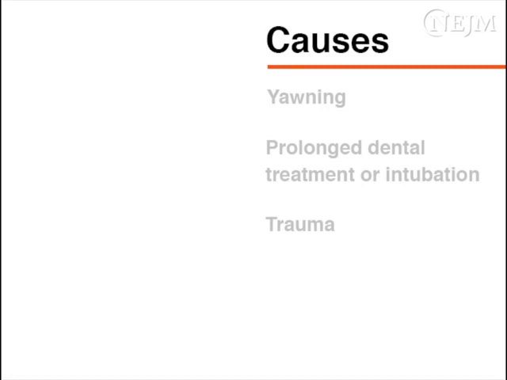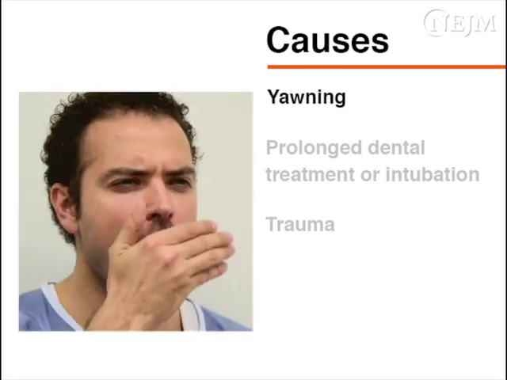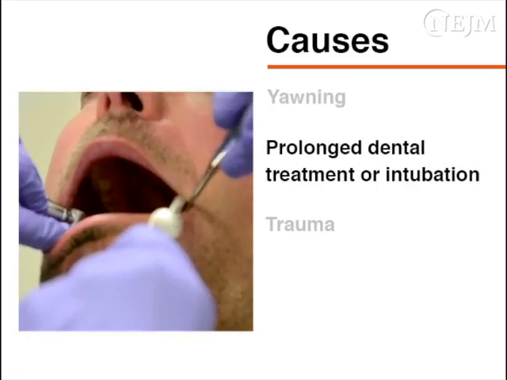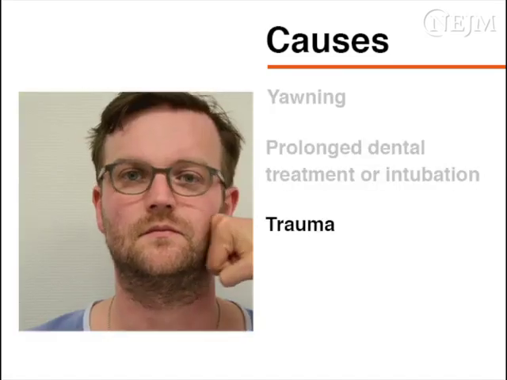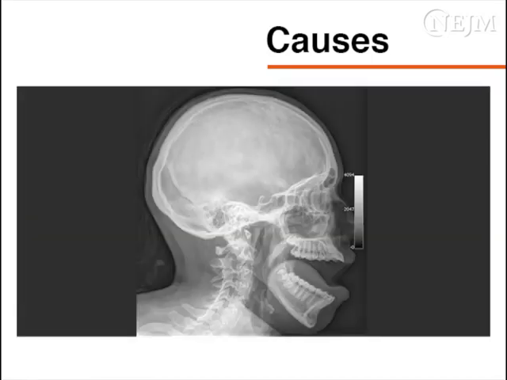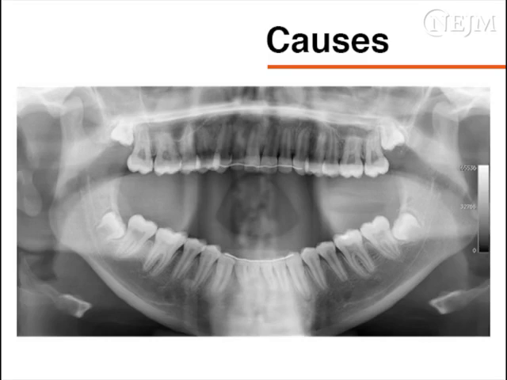Common causes of TMJ dislocation are extreme opening of the mouth, as may occur when yawning, or during prolonged dental treatment or intubation, or as a result of trauma due to a conflict or accident. Patients with acute TMJ dislocation usually present to the emergency department, but may present to general medical or dental practices.